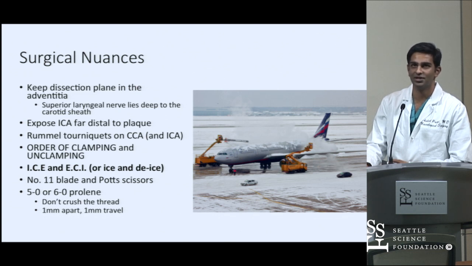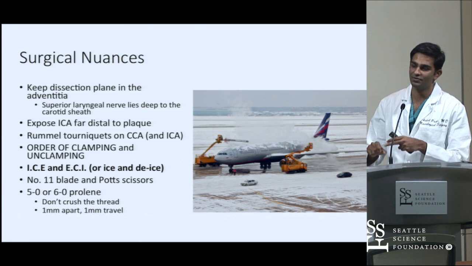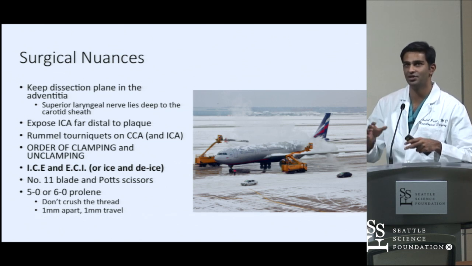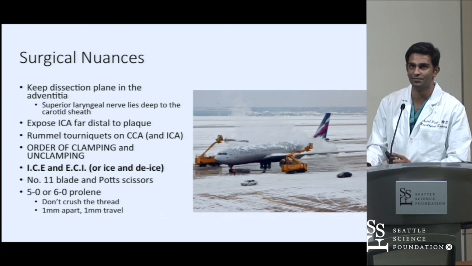Rommel tourniquets are useful to have on the common carotid artery and the internal carotid artery in case you need to use a shunt. Those Rommel tourniquets act as a way of clamping down the vessel on the shunt when you get the shunt in position, and to get control proximally and distally.